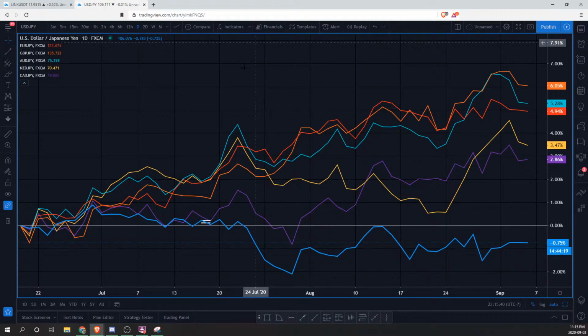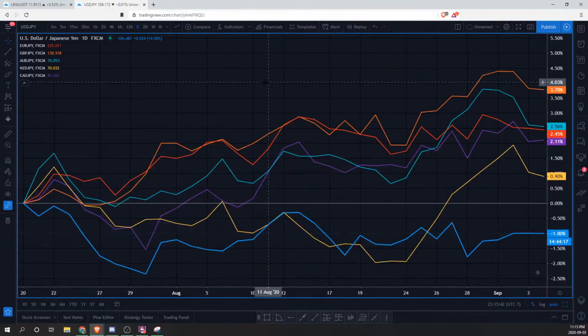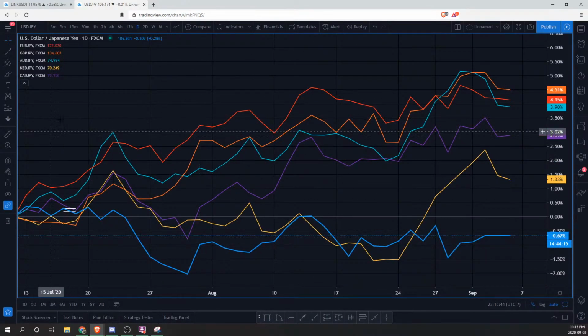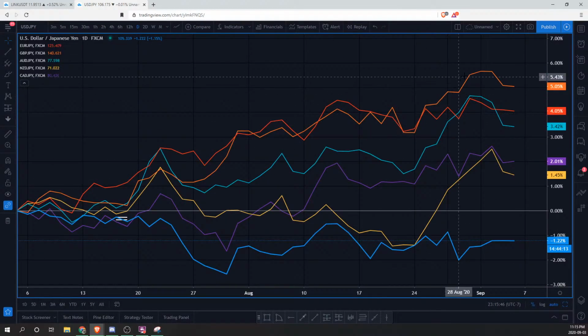Okay, so this is on the daily chart. Let's just take a quick look at relative strength and weakness. We can see what is doing really well recently, since the start of, let's say, July. GBP has been doing really well. We see AUD do really well. We also see the Euro do really well. We see CAD do really well.